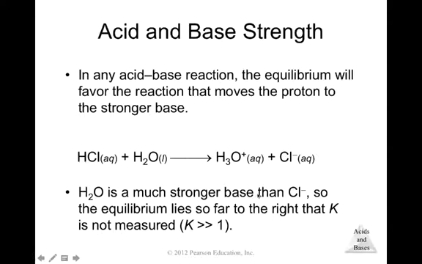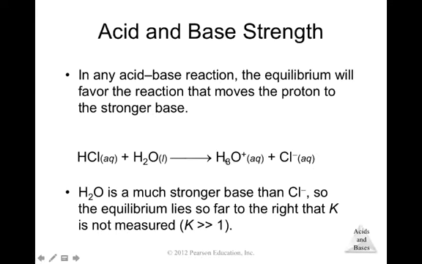H2O is a much stronger base than Cl minus, so the equilibrium lies so far to the right that K is not measured. That means the way this reaction is written, this reaction would much rather happen. This H would much rather go to the H2O. It is a better proton acceptor than the Cl minus is, and so you're going to end up with H3O plus and Cl minus.